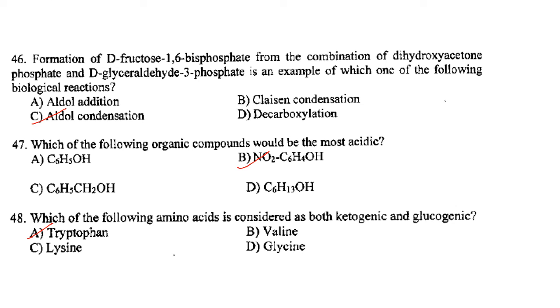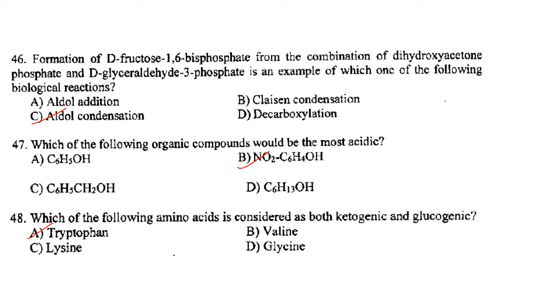Then formation of D-fructose 1,6-bisphosphate from the combination of dihydroxyacetone phosphate and D-glyceraldehyde 3-phosphate is an example of which one of the following biological reactions? So it is an example of aldol condensation, that is C. Then next one. Which of the following organic compounds would be the most acidic? So NO2-C6H4-OH, that is the most acidic.